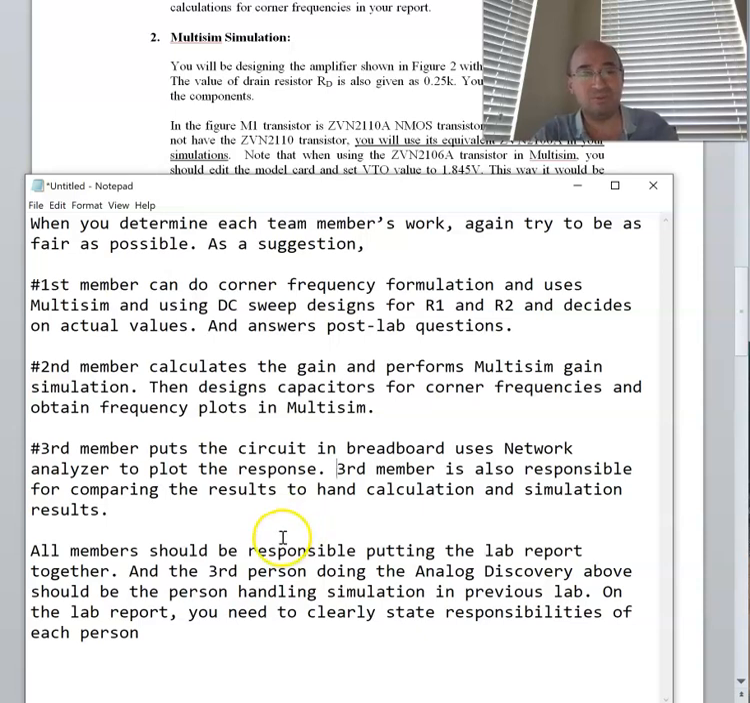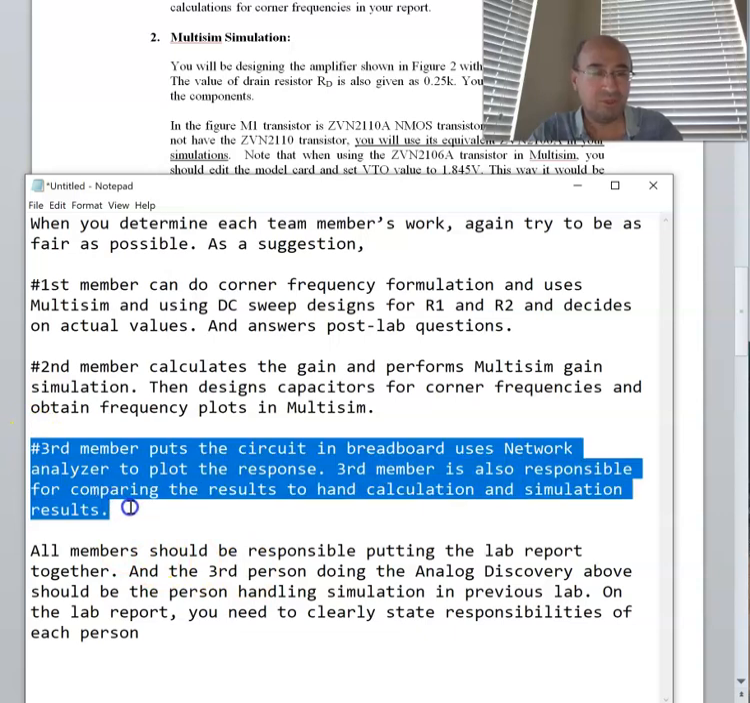All members should be responsible for putting the lab report together. And the third person here should be the one doing the Multisim in the previous lab, so they all have equal contribution.